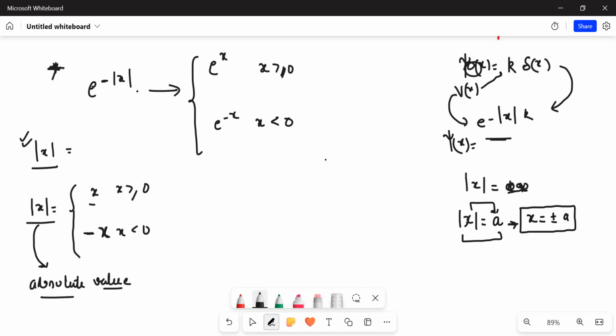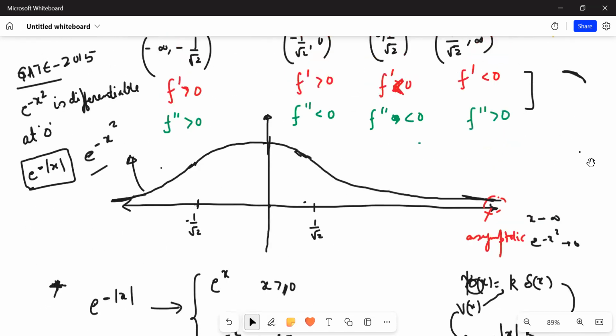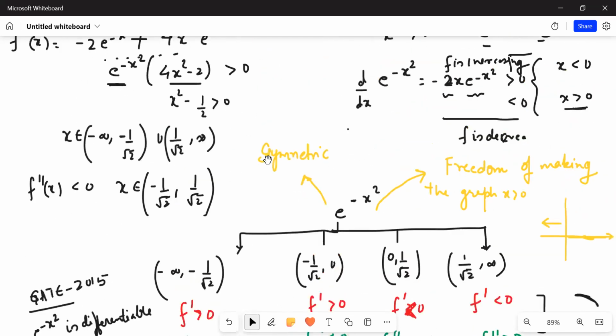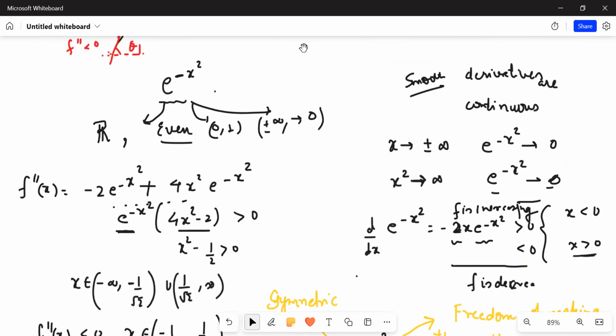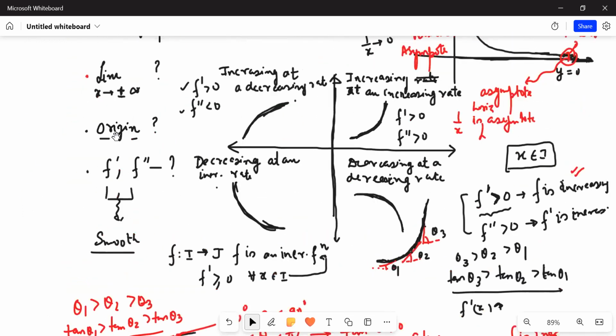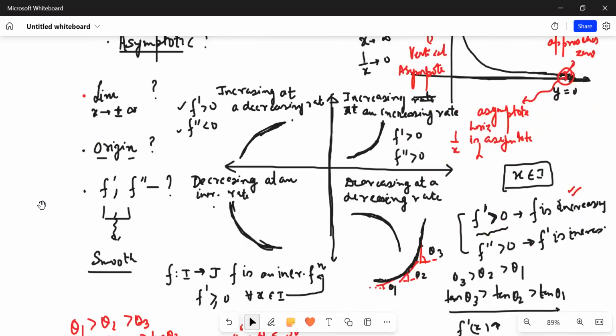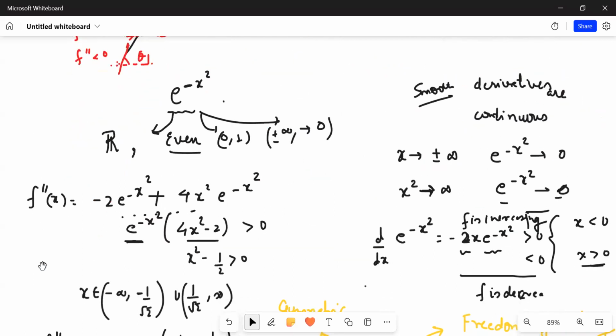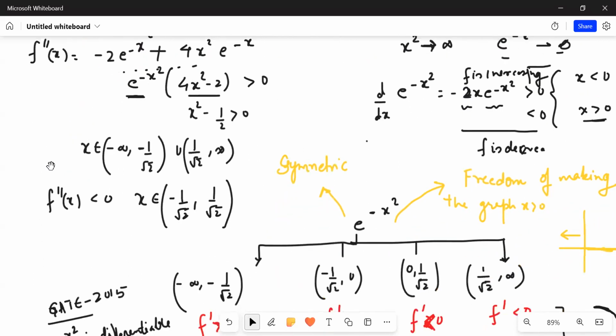Okay, so now you have already seen, this was the context of the GATE question that I've taken. The GATE question was asked in 2015, and why do I remember it so fondly? Because this came in my exam only. So e to the power minus x square happens to be a smooth function. You can see clearly where it has gone. It is differentiable at each point, so it is even differentiable at x equal to 0.